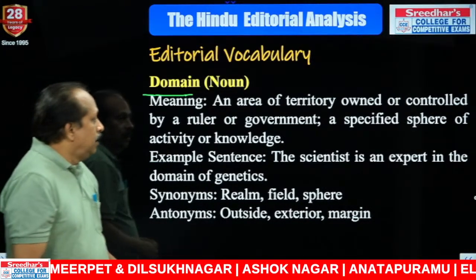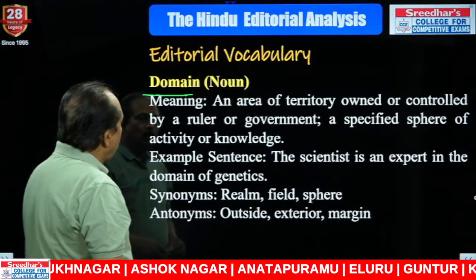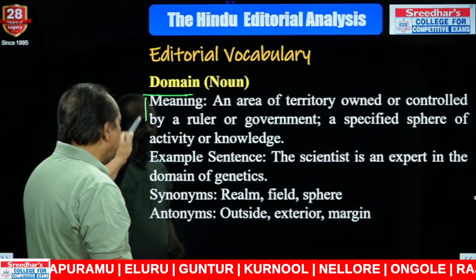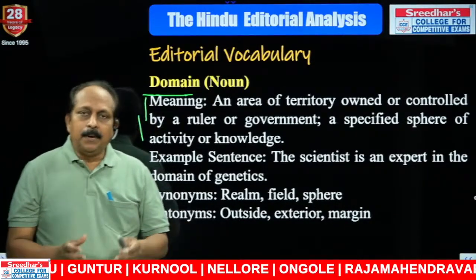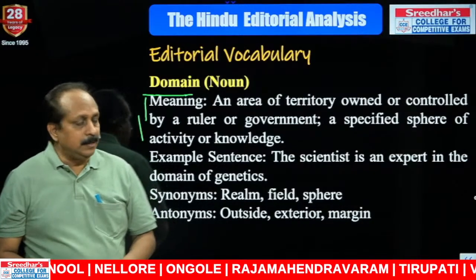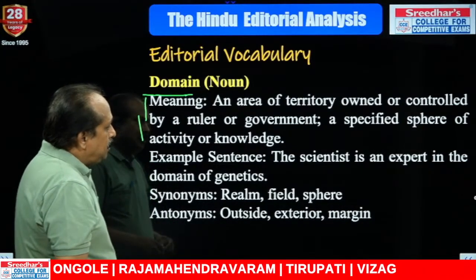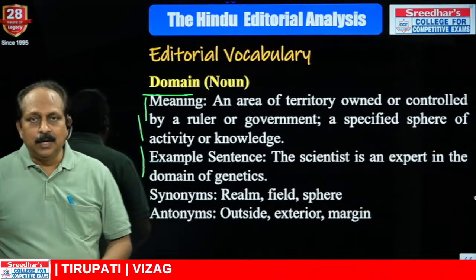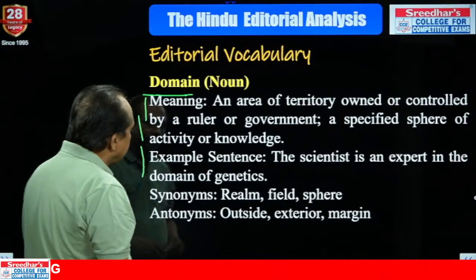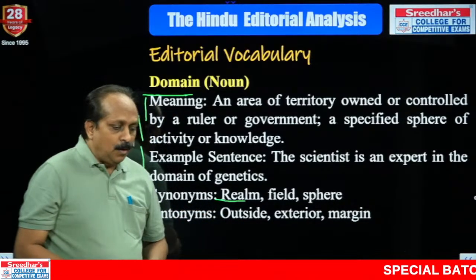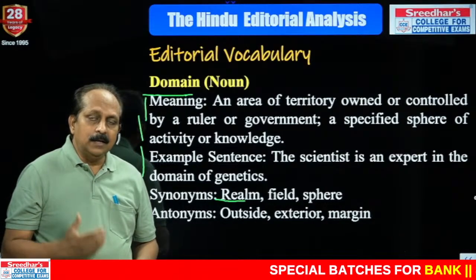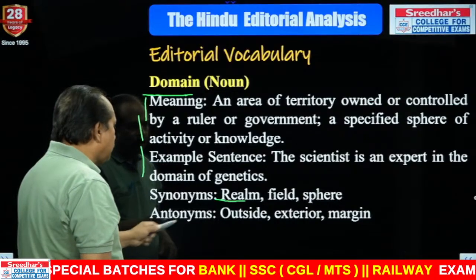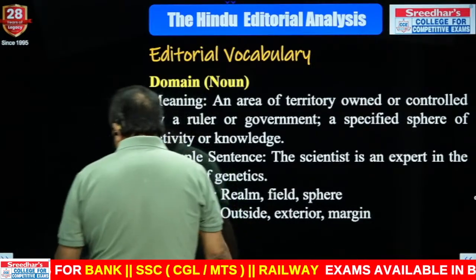The next one, domain. Domain also we have got many a time. What does it mean? An area of territory owned or controlled by a ruler or government, that is one meaning. A specified sphere of activity or knowledge. A simple word, it means a particular field or a particular field of activity. Look at the example. The scientist is an expert in the domain of genetics. That means his field is genetics. He is very good at genetics. Look at the synonyms. This is an important word. How do you pronounce this? Realm. Field, sphere. Antonyms: outside, exterior, margin. Not exactly related to this word.